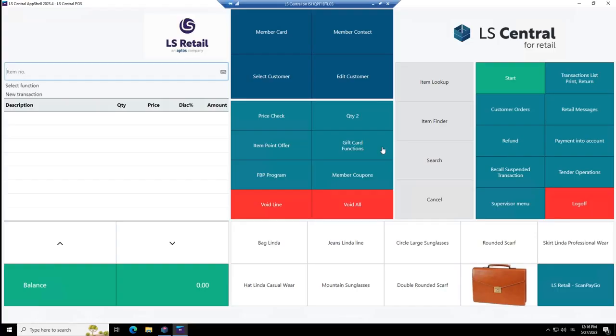And we're done. That's how easy it is to use points.